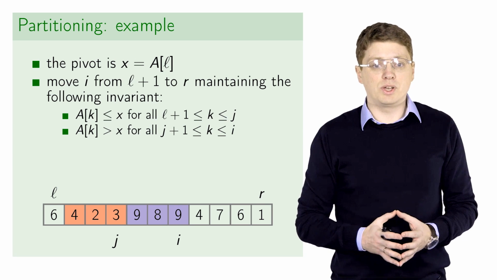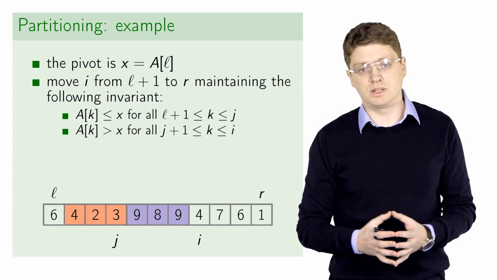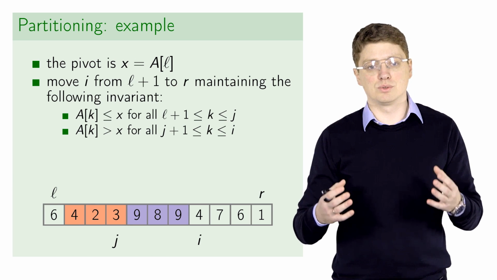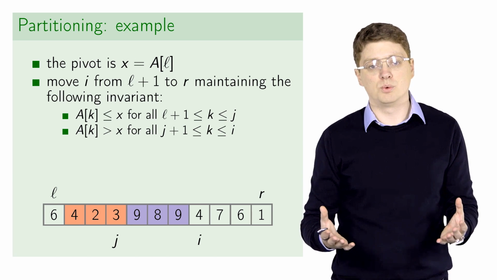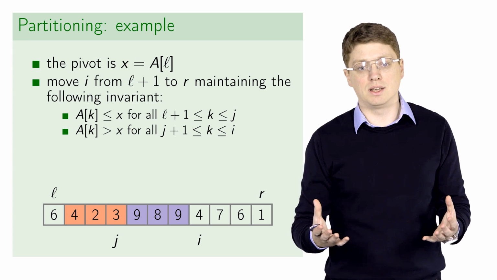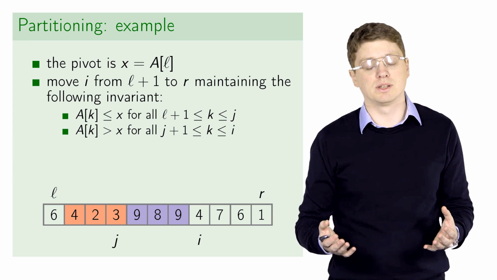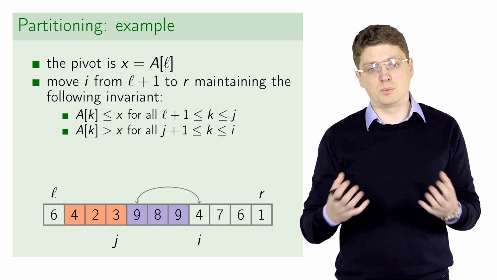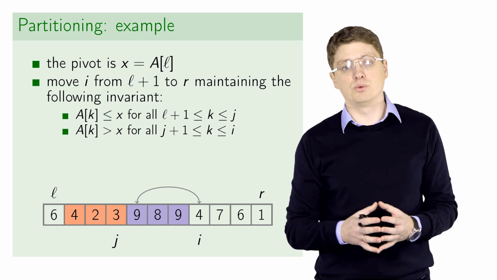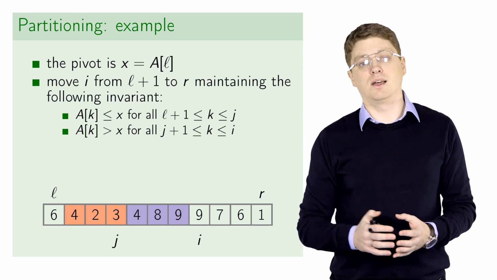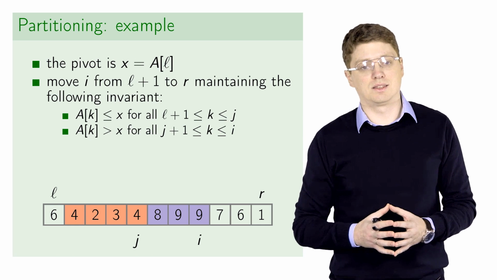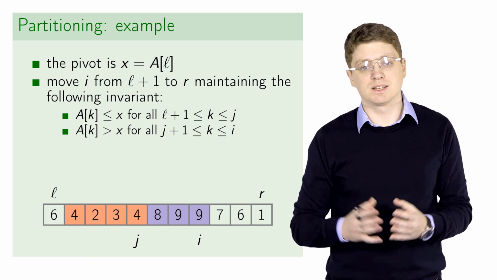Well, the next case is more interesting. We move I to the next position, and we discover the element 4, and in this case we need to somehow move this element to the red region, to the region of elements which are at most 6, right? So to do this, we just swap it with the currently first element of the blue region, in this case with 9, right? So if we do this, 4 will be the last element of the currently red region, and 9 will go to the blue region. So we do this, and now we also increase the value of G just to reflect the fact that our red region has just been extended, right?